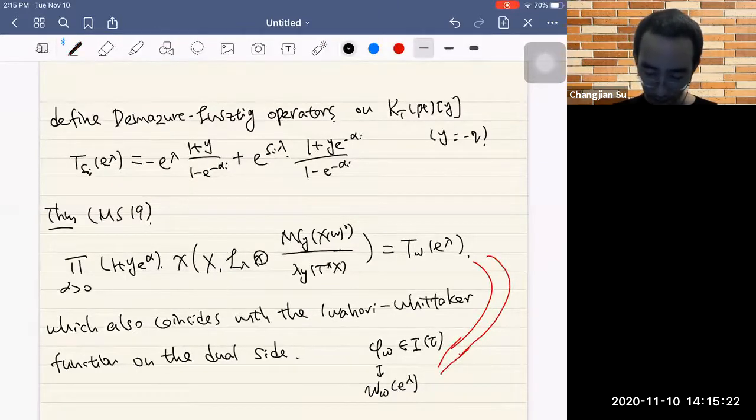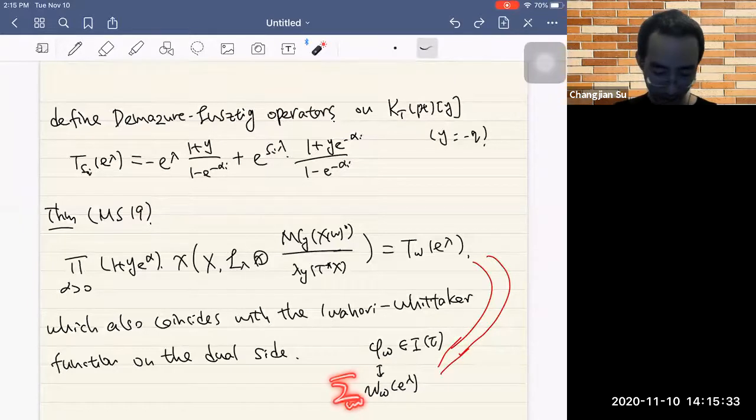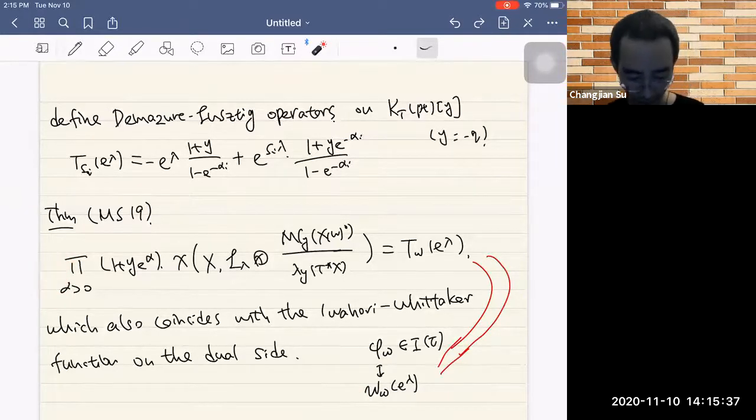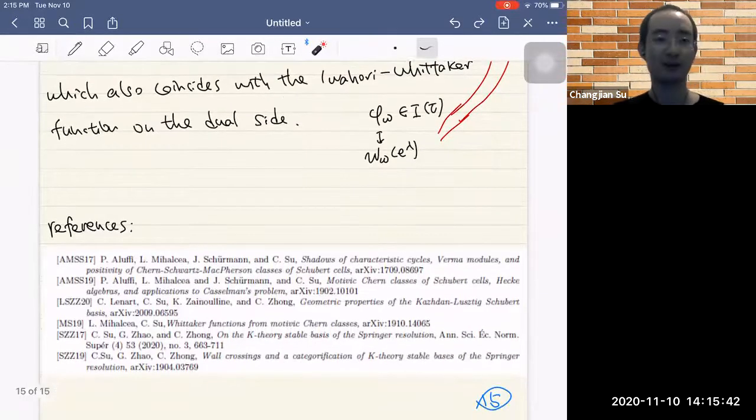This is only for one characteristic function, and then if you sum over all the w's, we will get the Casselman-Shalika formula. So this is all I want to talk about. I'm sorry I finished earlier again. Any questions?